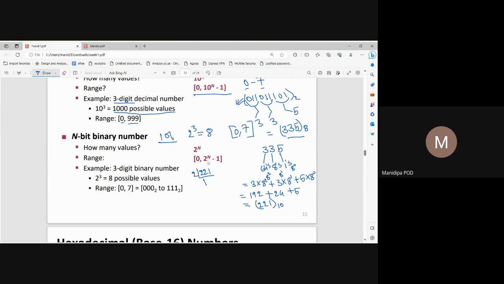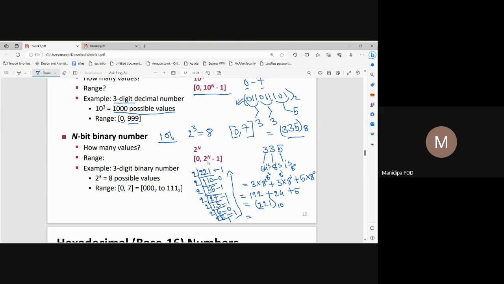So here I will have 110, with 1 remainder. I'll have 55, with 0 remainder. Next I will have 27, with 1 remainder. This is 13, with 1 remainder. Then 6, with 1 remainder. This will be 0 remainder. Here I'll have 1. So here I will go from bottom to top.